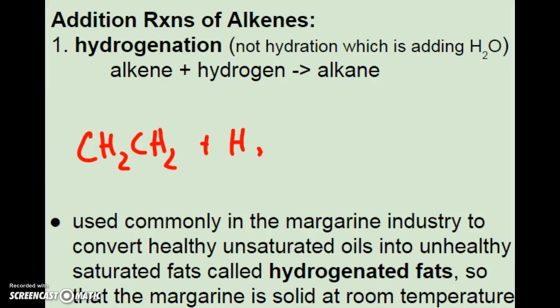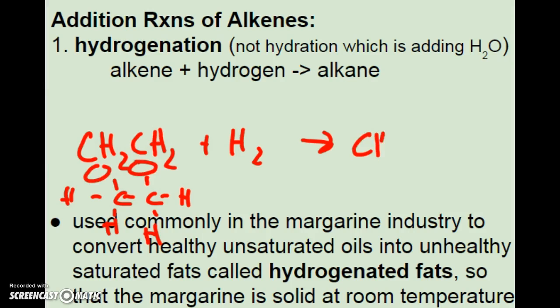You have H2. And so now if we think about the two hydrogens on here, and this double bond suddenly opens up, now we have two spots where those hydrogens can bond on, and that's exactly what happens. We end up with CH3CH3 or C2H6. And so when you add hydrogen to an alkene, you simply saturate it and get an alkane.